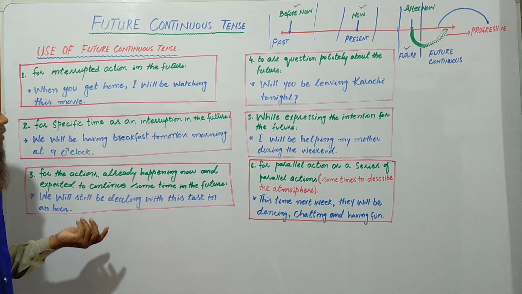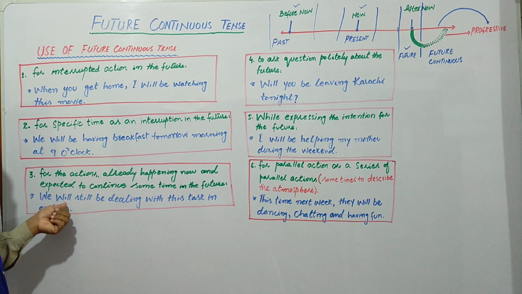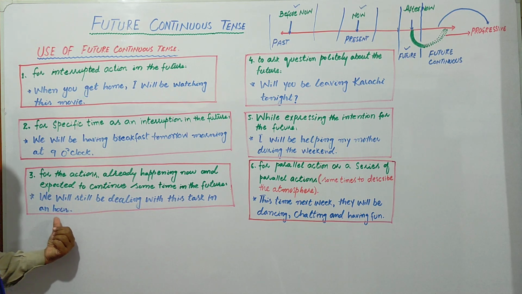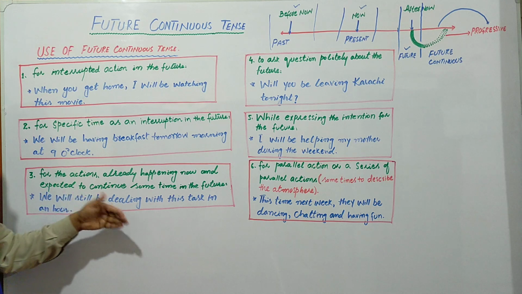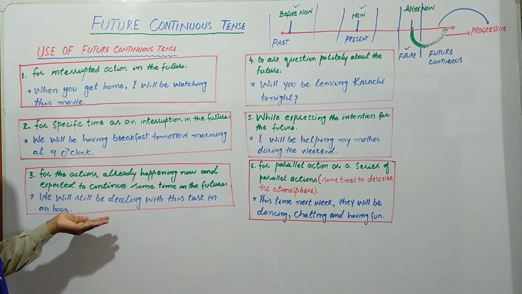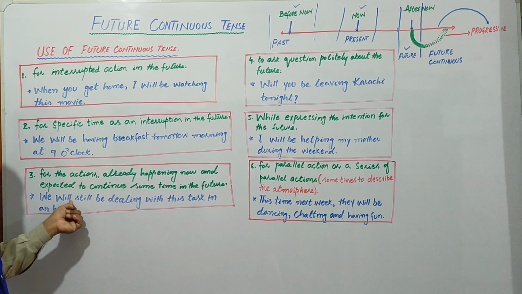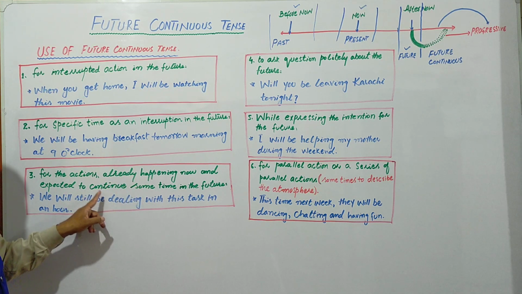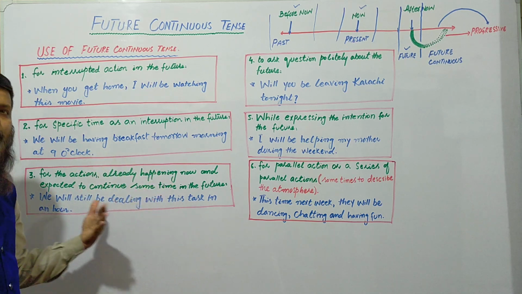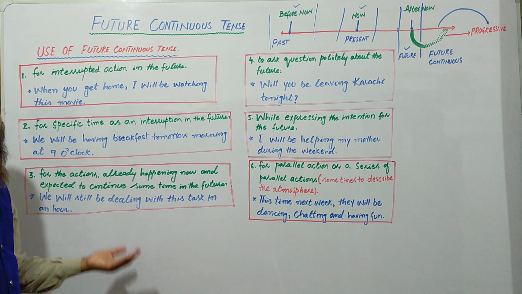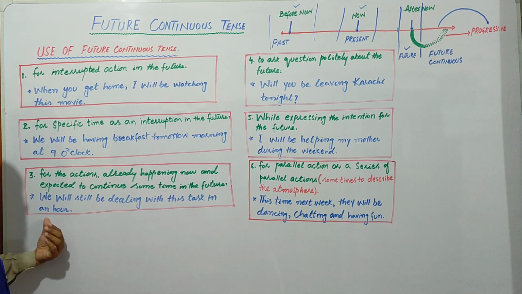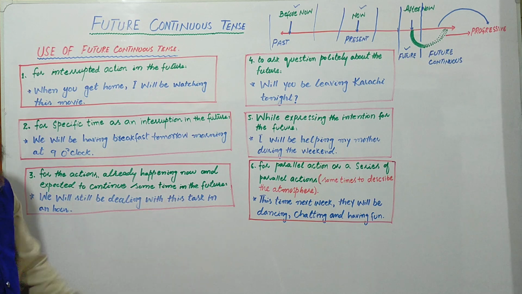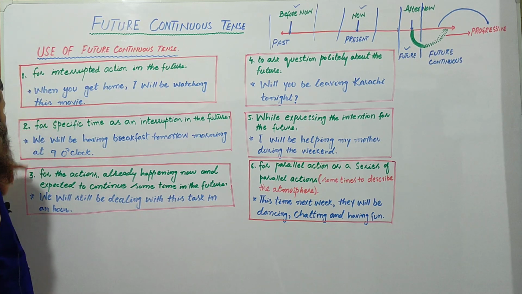Next, for actions already happening now and expected to continue some time in the future. Yes, at the same time in the future. He will still be dealing with this task in an hour. In an hour means within an hour, ek ghante mein woh dealing kar raha hoga. We will still be dealing means already happening. It means the action is happening now and expected to continue. Expected ही continue होगा, dealing हो रही होगी, तो इसमें कर रहे हैं और हो रही होगी. तो this task in an hour, एक घंटे में, इसकी dealing हो रही होगी. You wait, the dealing will be going on in an hour. Get it? Okay. So these are the three usages.